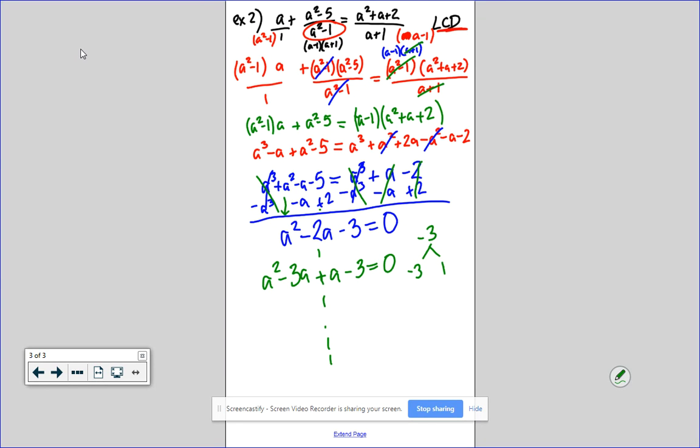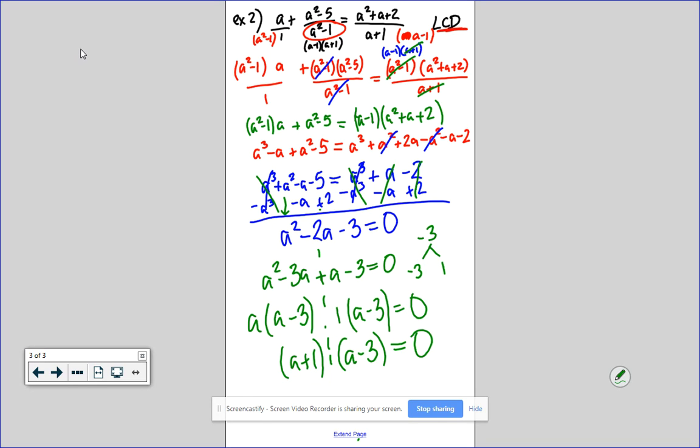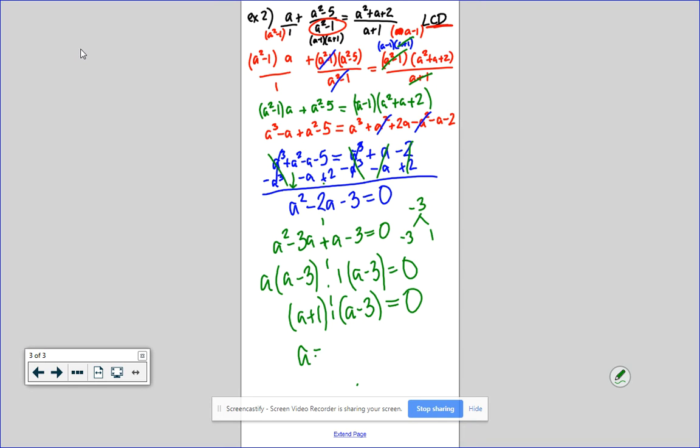Split down the middle. a times a minus 3. And this side, it's just 1 because there's nothing to pull out. Put them together: a plus 1, a minus 3. So what's a equal? Negative 1 and positive 3.